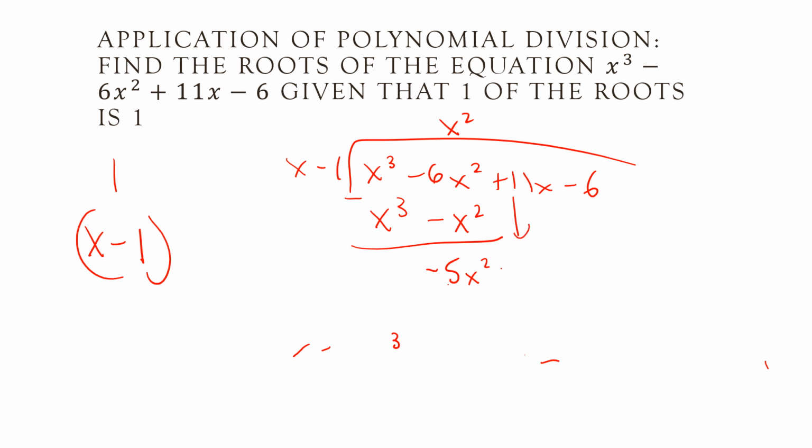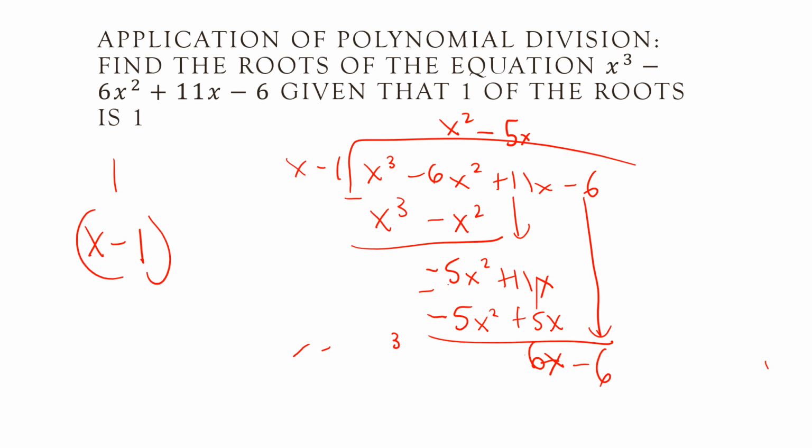Then we bring the plus 11x down, and then we can multiply by minus 5x, because that will cancel out the minus 5x squared, and we get a minus 5x squared plus 5x. And then when we subtract further, we get 6x, and then we can pull down a minus 6. So we get 6x minus 6, and then when we put a plus 6 over there, because that's what is going to cancel out the 6x, we get 6x minus 6 again. And when we subtract, we get a remainder of 0. And that makes sense, because if the remainder was not 0, then this would not be one of the factors.